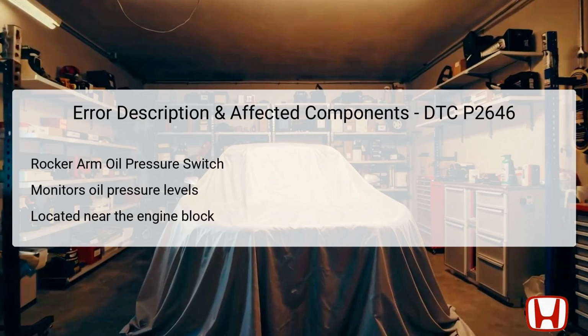The rocker arm oil pressure switch is located near the engine block, making it accessible for inspection and testing during diagnostics. A malfunction in this switch may lead to inadequate oil pressure readings, causing the engine control module, ECM, to not activate the VTEC system as needed. The circuit is crucial for maintaining the proper function of the VTEC mechanism, which operates differently under various engine loads. Ensuring that this component is functioning accurately is essential for overall engine health and performance.